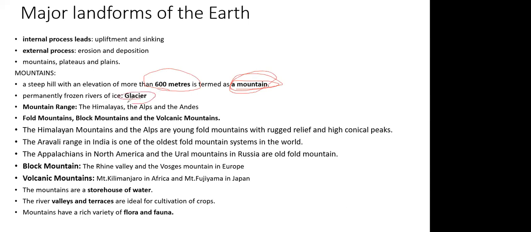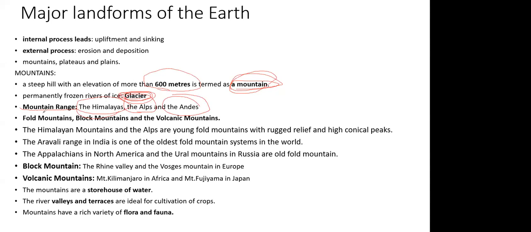Glaciers in the northern Himalayas. It is the permanently frozen river ice that we call glaciers. Then the mountain range. Mountain ranges are parallel ranges along with different mountain peaks. So the Himalayan mountain range is an example. Then the Alps mountain range and the Andes mountain range are other examples of mountain ranges.